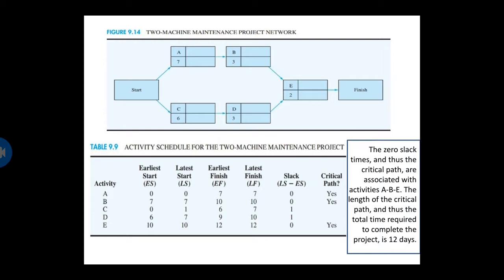The procedure for making the critical path calculation for the maintenance project network is the same as the one that was used to find the critical path in the network for both the Western Hills Shopping Center expansion project and the Porta project. Making the forward pass and backward pass calculation for the network in Figure 9.14, we obtain the activity schedule shown in Table 9.9. Zero slack times, and thus the critical path, are associated with activities A, B, and D. The length of the critical path, and thus the total time required to complete the project, is 12 days.